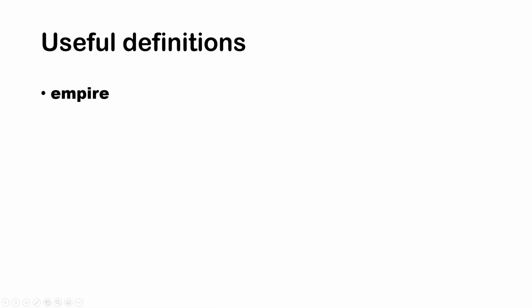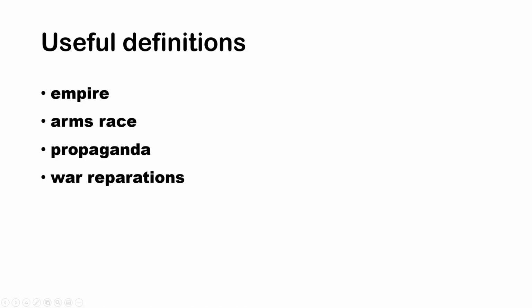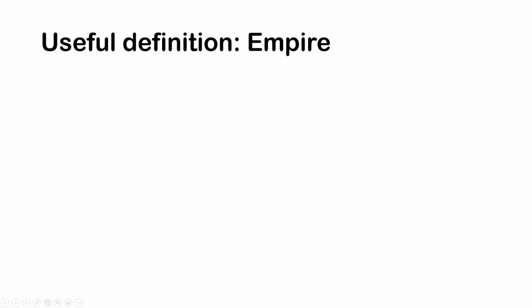The word list is empire, arms race, propaganda, war reparations, dates of the world wars. Some of these you saw also in your Module 1 vocabulary handout. First, empire.